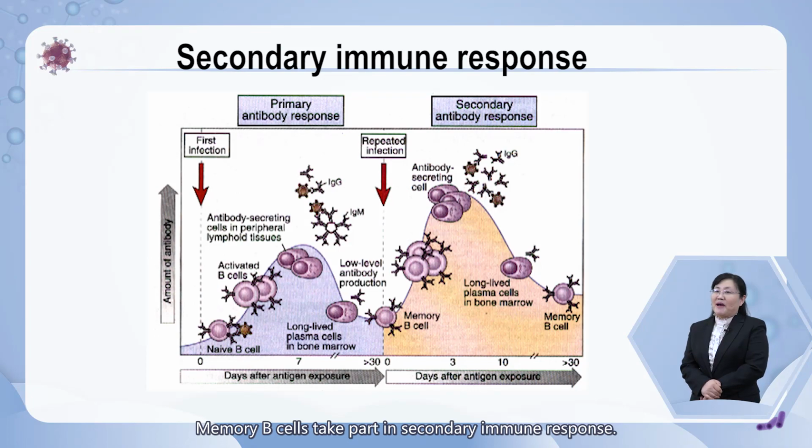Memory B cells take part in secondary immune response. When the same antigen stimulates these memory B cells, a secondary immune response is elicited, leading to more rapid proliferation and differentiation, and production of greater quantities of specific antibody than are produced in the primary response.